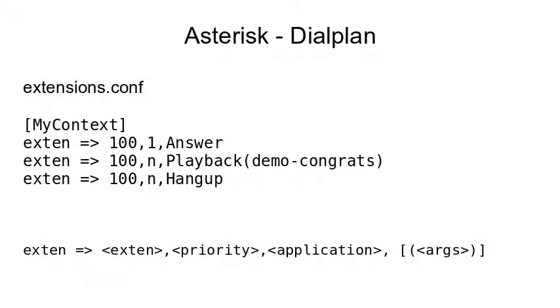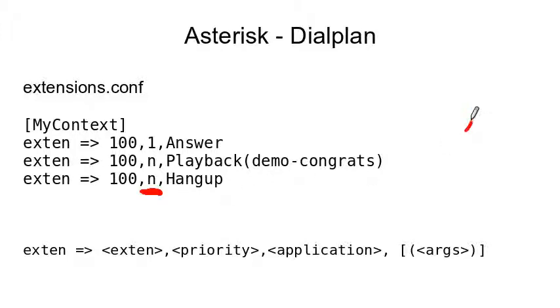The rules or extensions start from the word exten. Then we define a phone number that devices in this context can call. So all the phones that have a context my context can call number 100. For now we just define this simple number. The next parameter is priority, but usually all your commands for a number are in order.